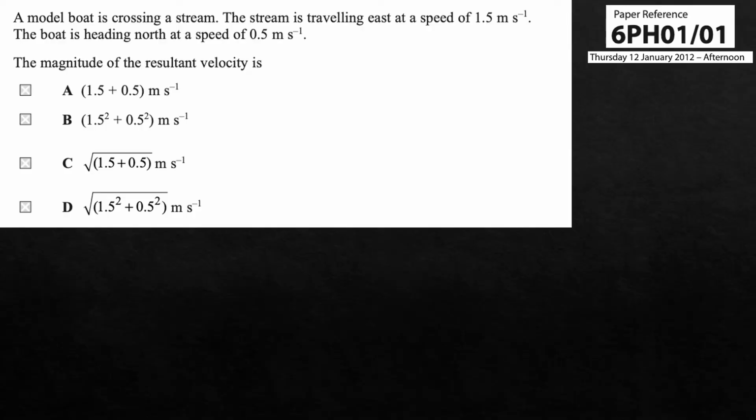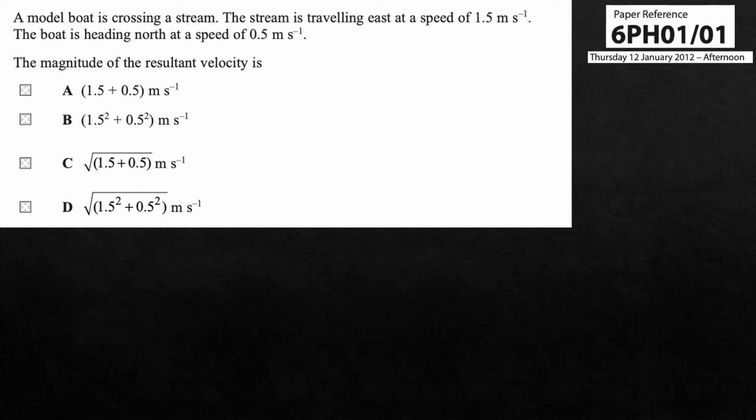So the first problem from 2012 past paper. A model boat is crossing a stream. The stream is traveling east at a speed of 1.5 meters per second. The boat is heading north at a speed of 0.5 meters per second. The magnitude of the resultant velocity is, so there are four possible answers given.